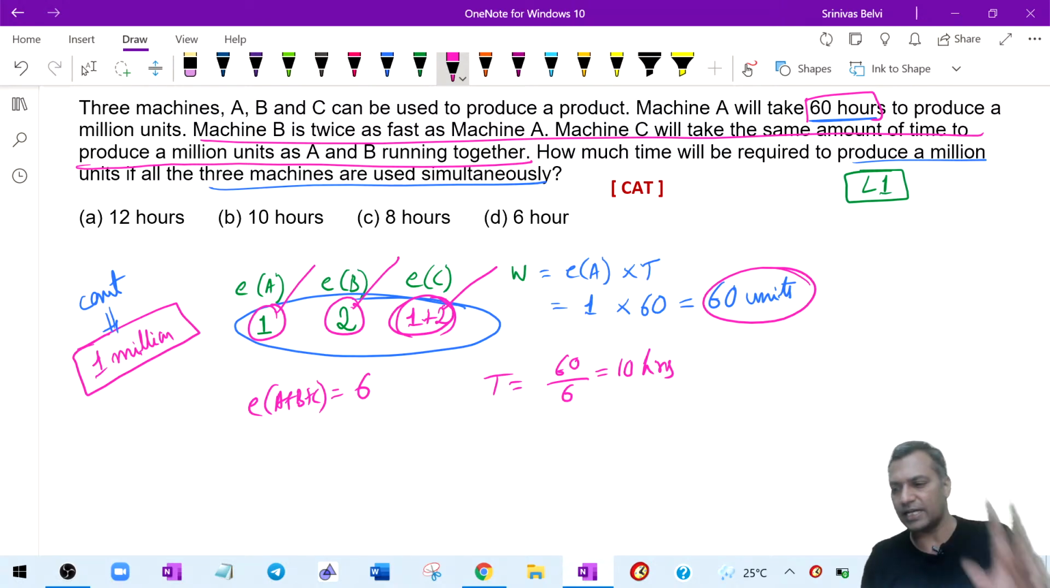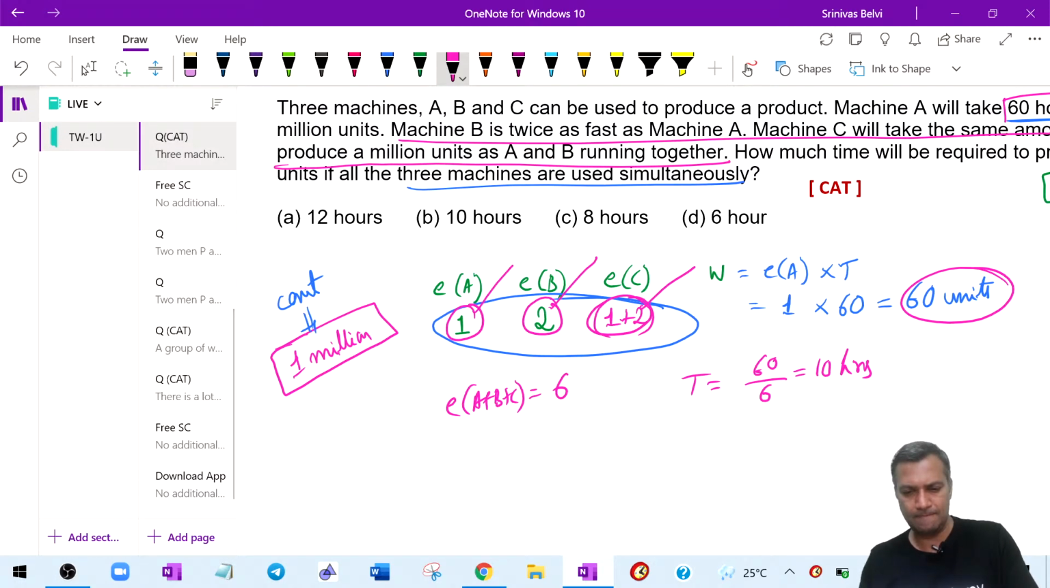Is it making some sense? Level 1 question is clear. Pretty much a level 1 question, because efficiencies were directly said. Whether you understood it or not is a different issue, but the point is, it was so direct. Someone who understands it faster, 1 minute is the time for this question.